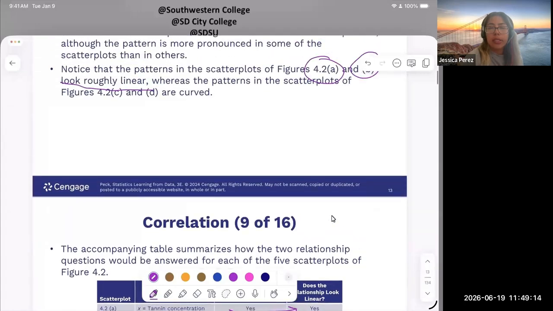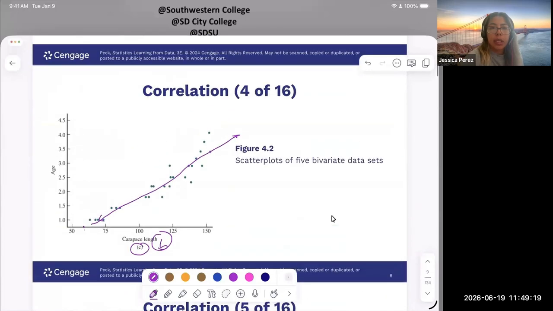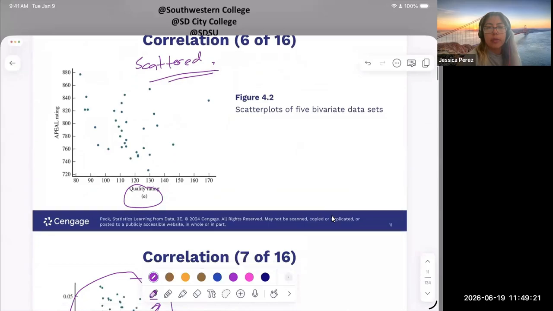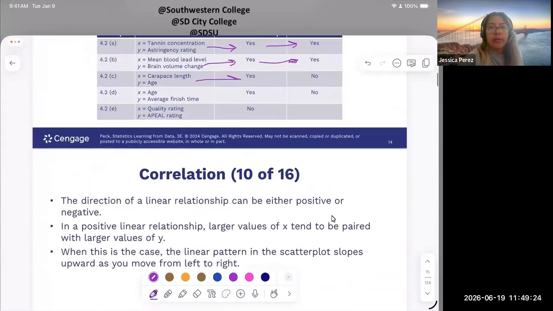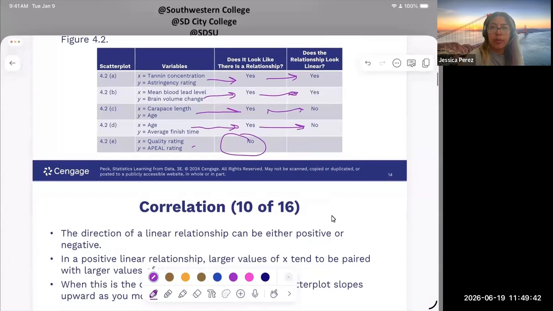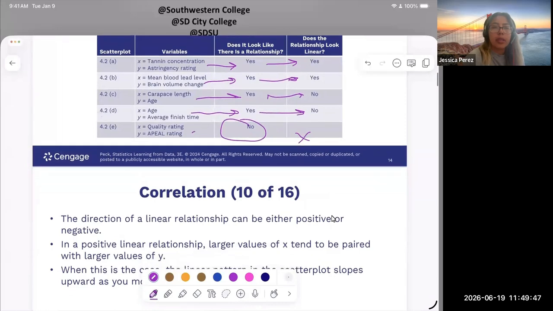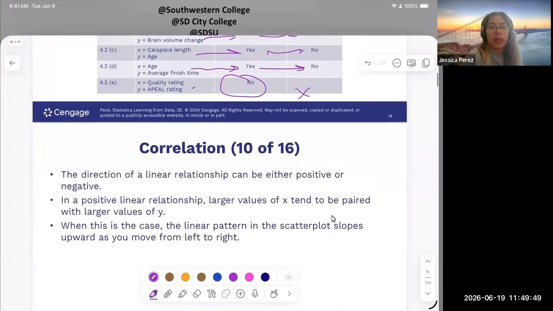Now, in letter C, is there a relationship? Yes. The relationship doesn't have to be linear, but there's definitely some correlation involved. Is it linear? No, because there's some curvature attached to it. Now, letter D, the age and the average finish time, there exists a relationship, but again, it's not linear. And E, there does not have a relationship whatsoever because all of the points are scattered around. And if there's not a relationship, then there's no linear component there.